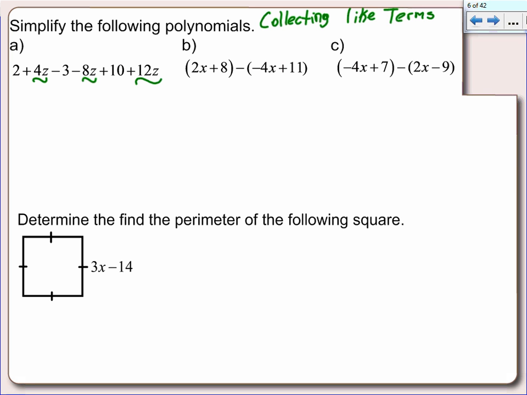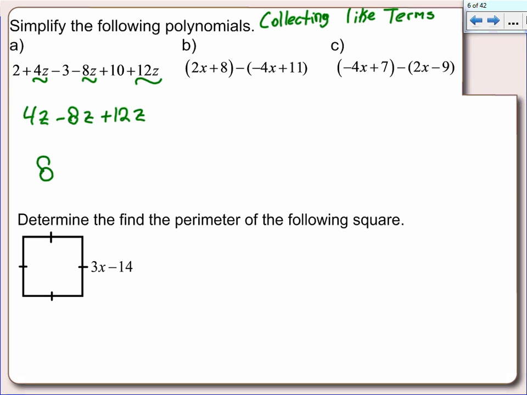So if we have 4z minus 8z and plus 12z, we can think of that as 4 minus 8 puts me down to negative 4z's, and then plus 12z will bring me up to positive 8z. So all these like terms combine together to be 8z.